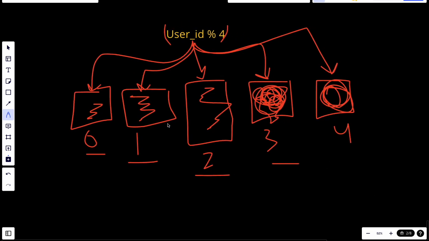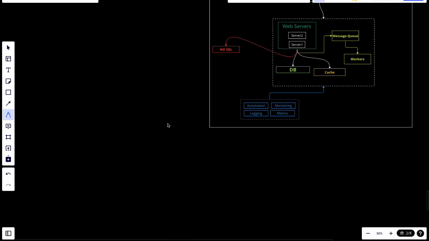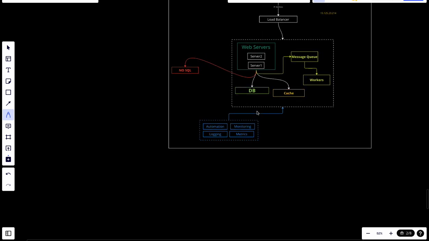It was a lot. Sharding is a tough part. Sharding is really a tough part. So basically, what should we do in our design to update it?